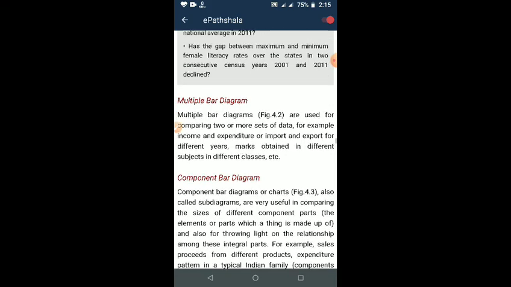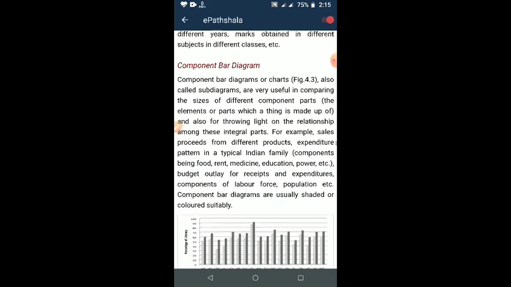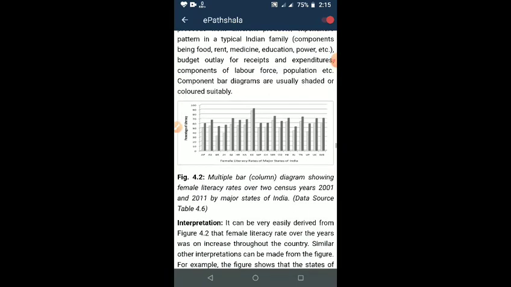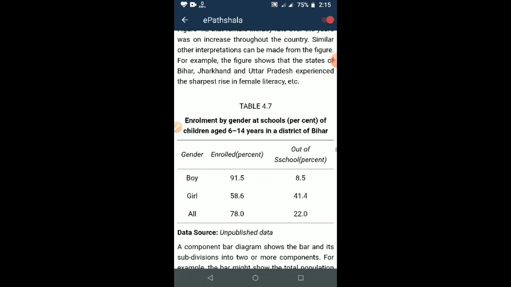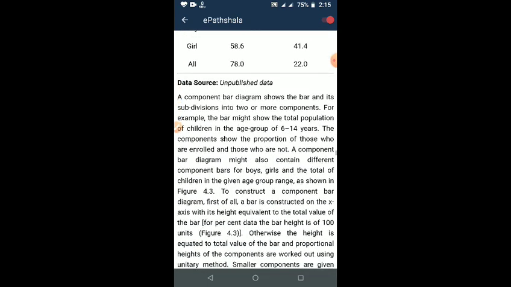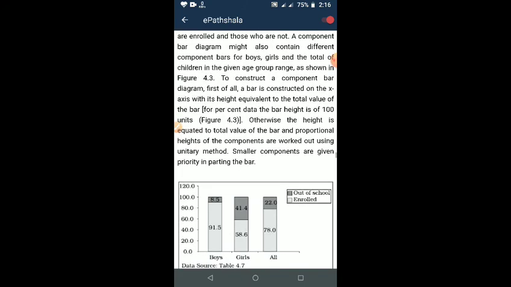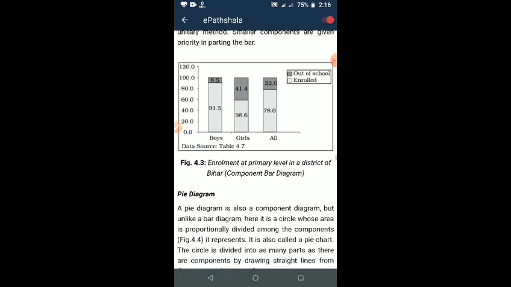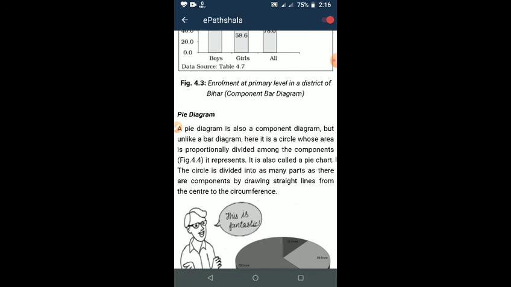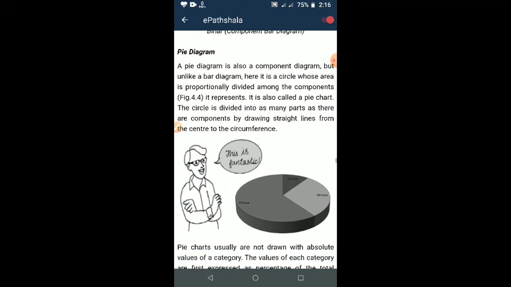Multiple bar diagrams also exist. Component of bar diagram. You can pause the video and read. Next, we will study about the pie diagram.